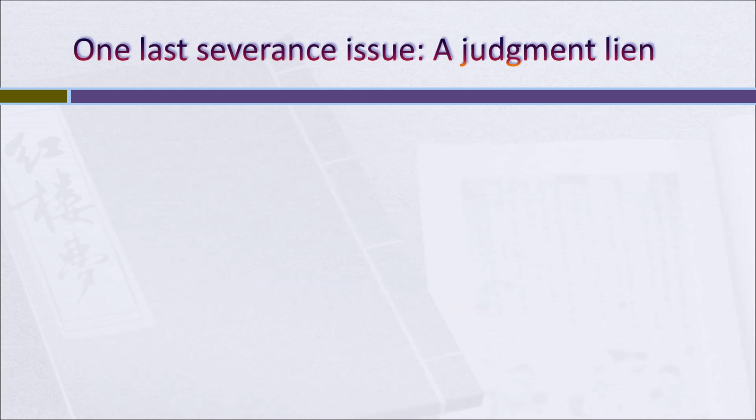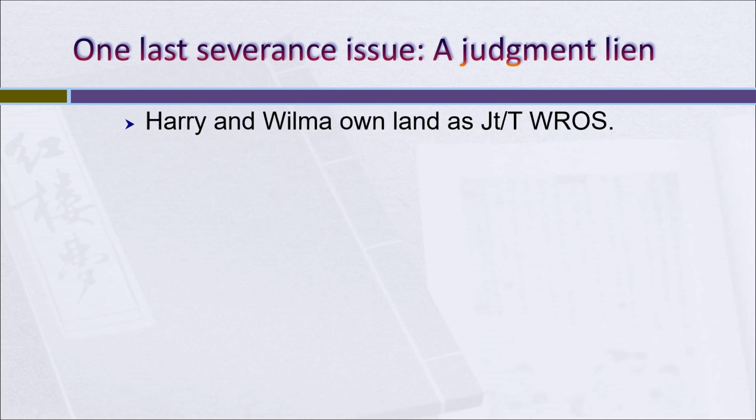Let's consider one last severance issue. What about a judgment lien against only one of the joint tenants? What in the world is a judgment lien? Well, let me explain. Suppose Harry and Wilma own land as joint tenants with right of survivorship.